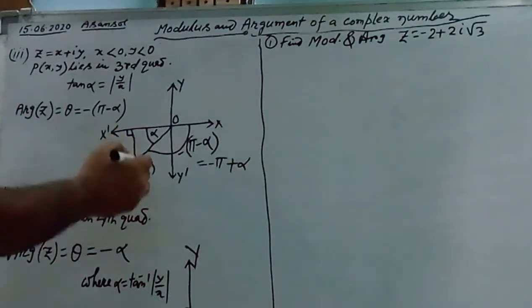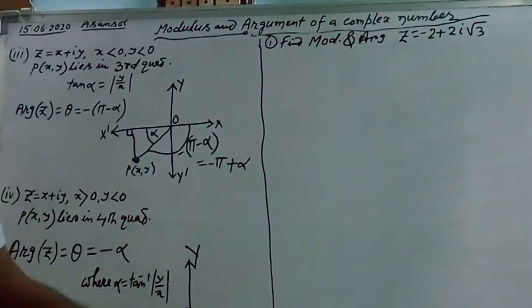When P lies in the fourth quadrant, then x is greater than 0 and y is negative, y less than 0. So P(x, y) lies in the fourth quadrant. Now what will be the argument? The argument theta is equal to minus alpha.